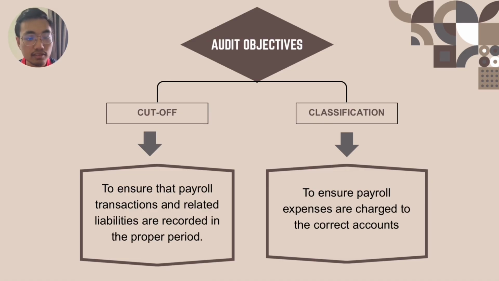For example, wages for production workers should be recorded as production costs, while office staff salary should be recorded as administrative expenses. In conclusion, these audit objectives help ensure that the payroll system is accurate, transparent, and compliant with accounting standards. A strong payroll audit reduces the risk of error and fraud, and increases confidence in the company's financial information.